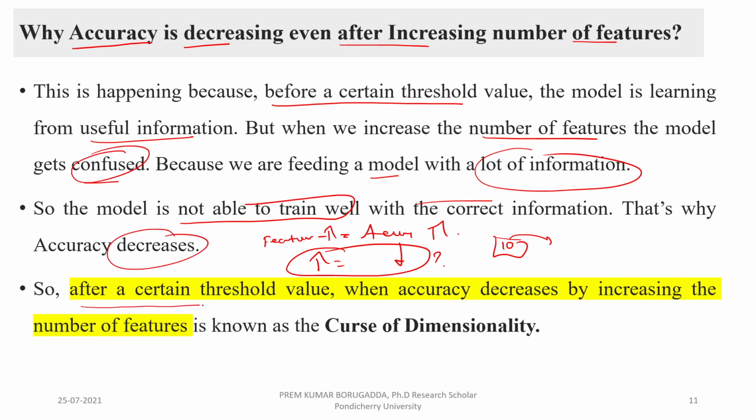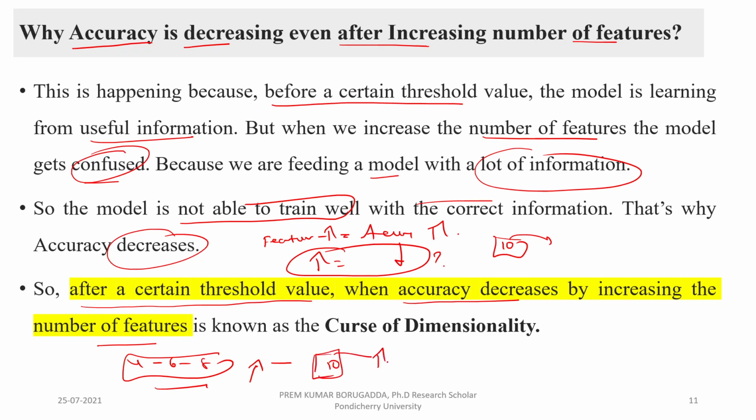So from 4 to 6, 6 to 8 features, as features increase, accuracy also increases. But at the threshold value of 10 features, after 10 features, even as features increase, our accuracy decreases. This is the concept of the curse of dimensionality.